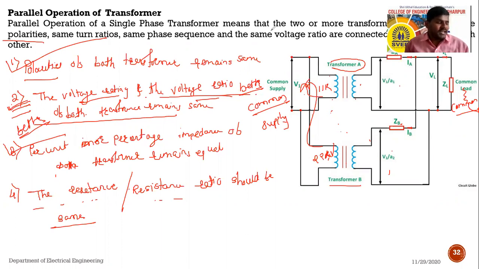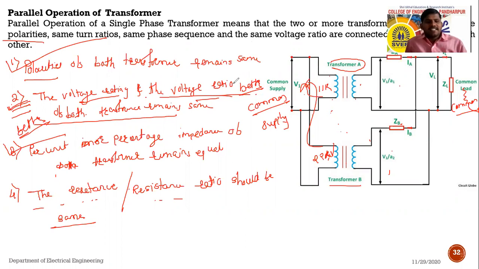So the first condition is required, that means it is essential. If wrong polarity is connected, then a short circuit will occur, right? And the second condition is that the voltage rating and kV rating of the transformers should be equal. If such transformers are there, then it is better. But if there is an unequal voltage ratio, then also we are able to operate two or more than two transformers in parallel. Okay. And the third condition, a necessary and sufficient condition, is that the per unit impedance, or percentage impedance, of both transformers remains the same or equal.